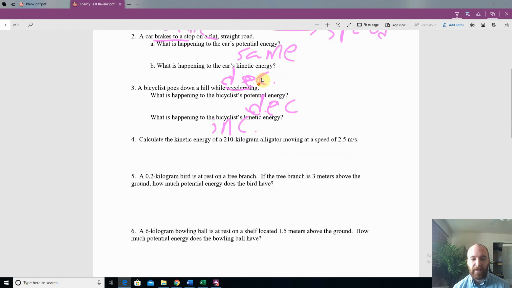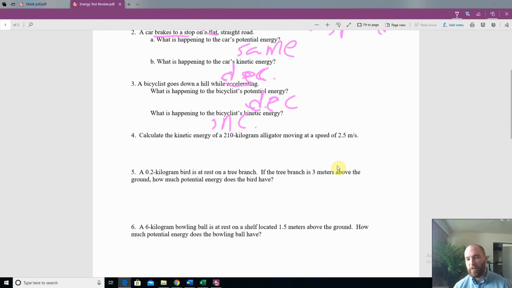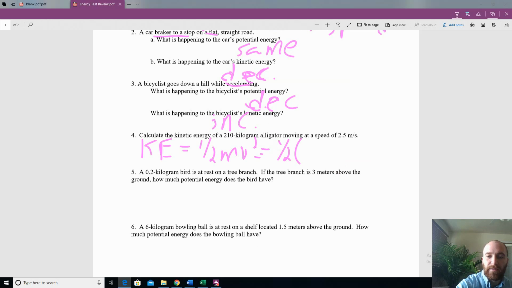4. Calculate the kinetic energy of an alligator moving at a speed of 2.5 meters per second. So for the test, I'm not going to give you the equations because you have them in your note packet on the last page. But if you look at that, there is an equation for kinetic energy, and it is 1/2 mv squared. We're going to plug everything in here. 1/2. The mass is always measured in kilograms, so that's the 210 value right there.